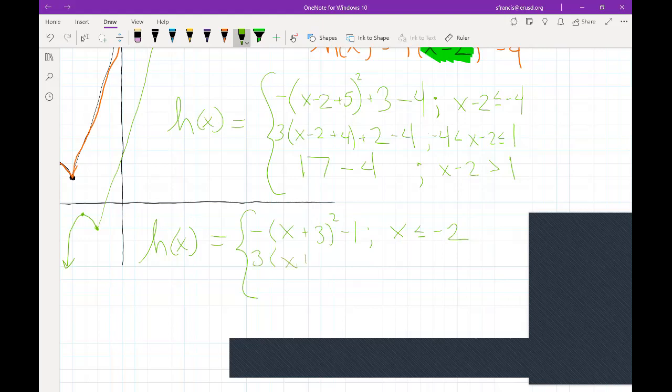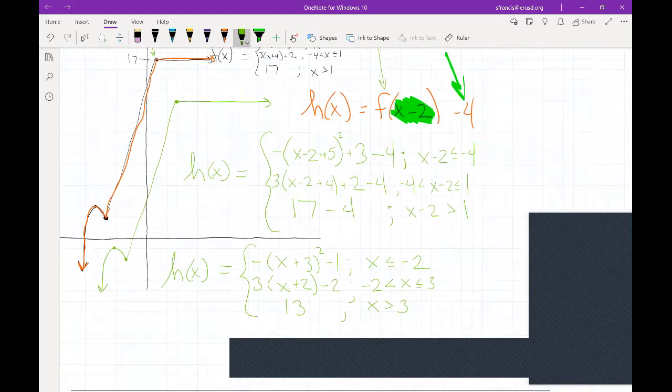And then here we're going to get 3 times the quantity x plus 2 minus 2. I'm going to add 2 to everything here. Negative 4 and 2 is negative 2, less than x, less than or equal to 3. 17 minus 4 is 13. And this is for x greater than 3.